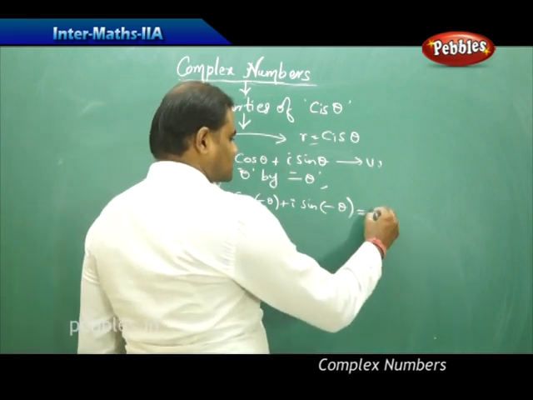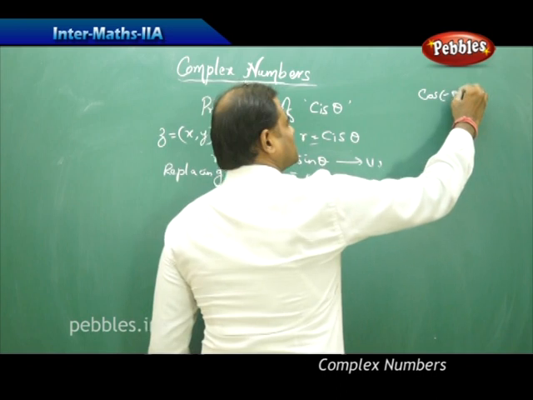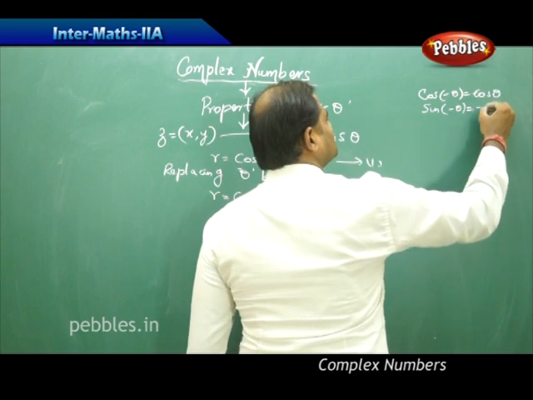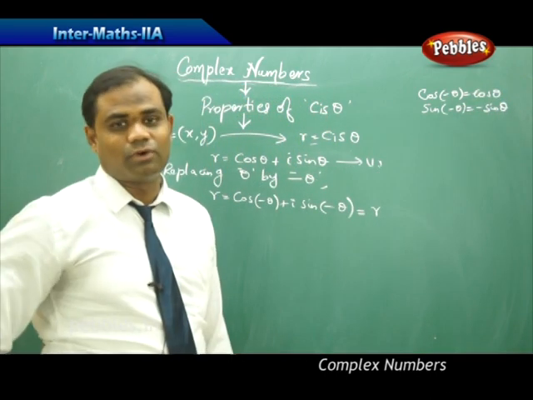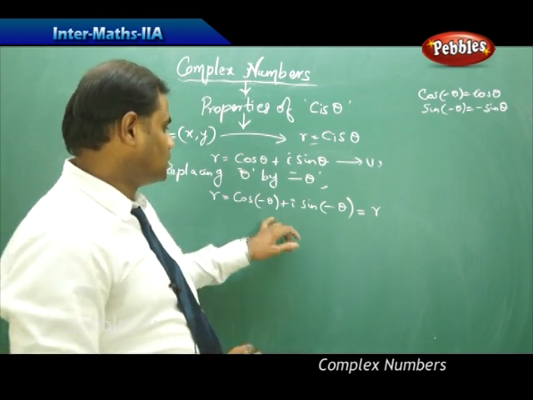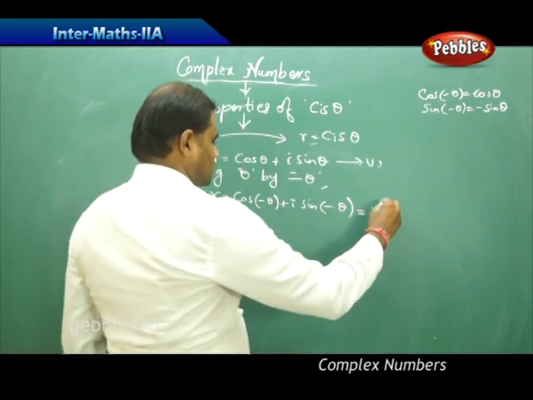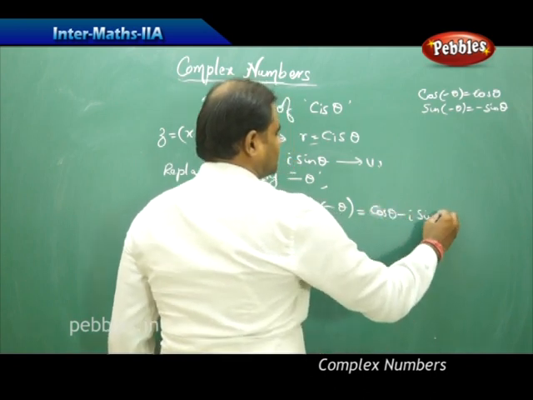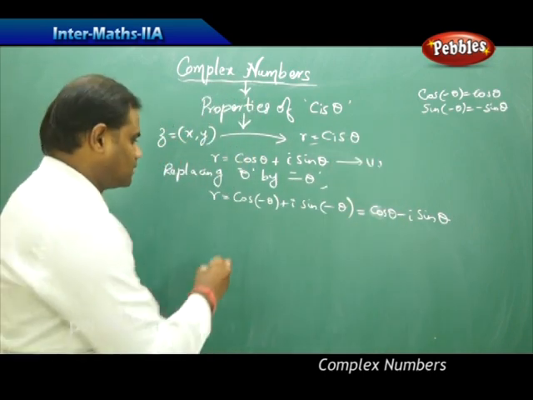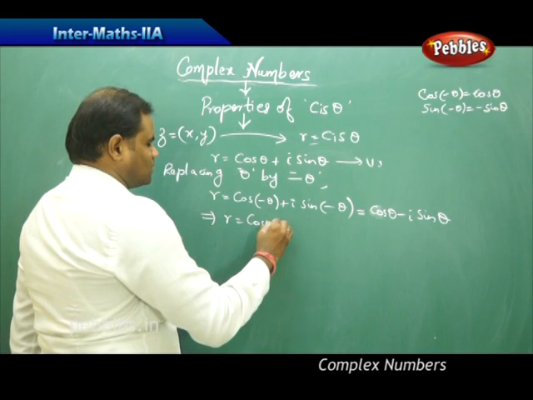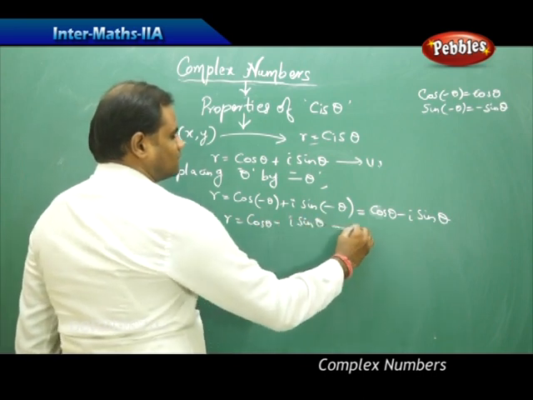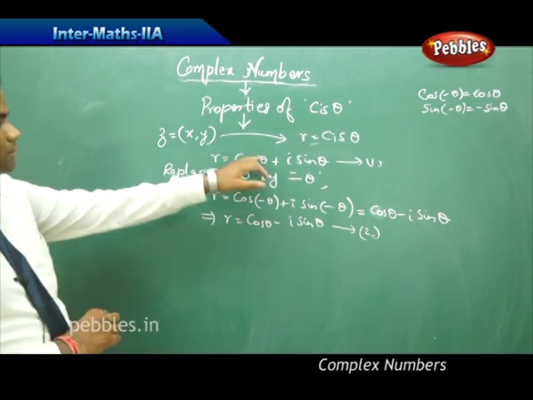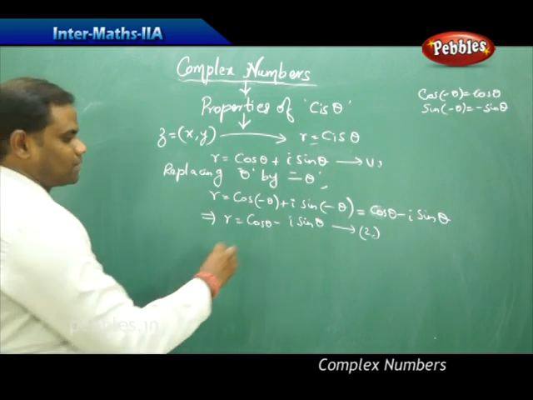If I simplify this further, I know that cos of minus x is cos x and sine of minus x is minus sine x, which are the two basic formulae in trigonometry that I'm going to use here. Now cos of minus theta is cos theta, so I get cos theta minus i sin theta, because sine of minus theta is minus sine theta. That implies r cis of minus theta is r(cos theta minus i sin theta). So I see there are some relations here which I want to derive.